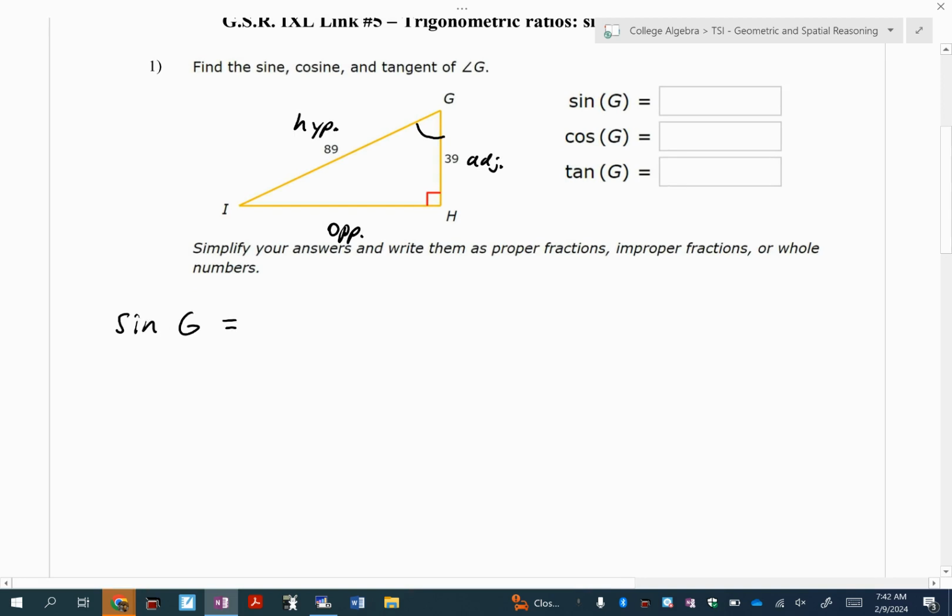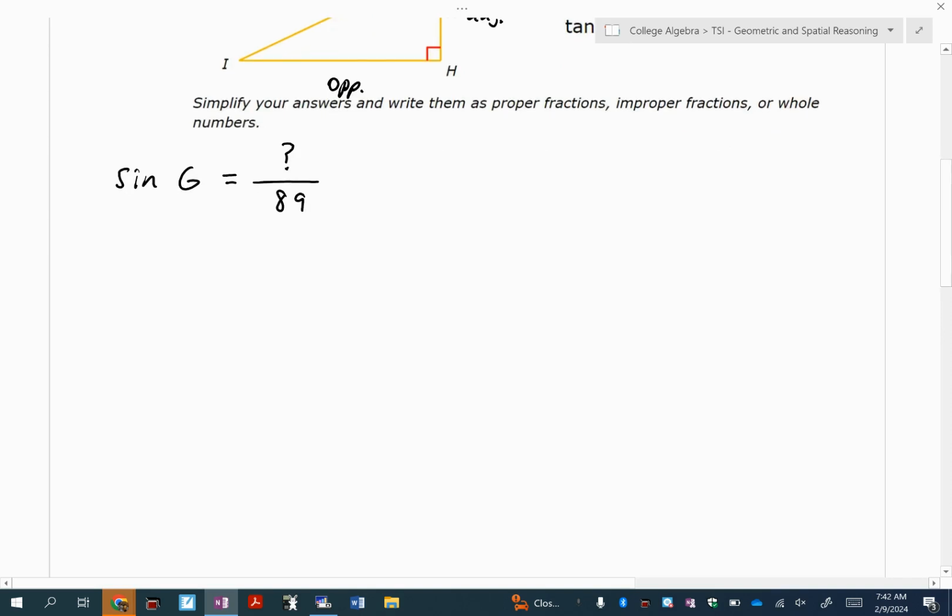So let's do the sine of angle G. Do I know the opposite side of angle G? My opposite of angle G is actually this side length, and I do not, right? So this is going to be question mark over the hypotenuse. And what is the hypotenuse? We do know that. 89. Nice.